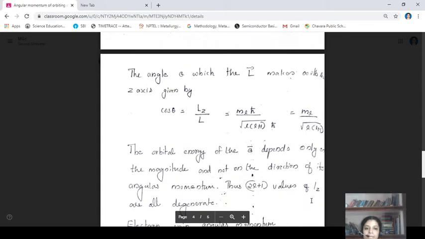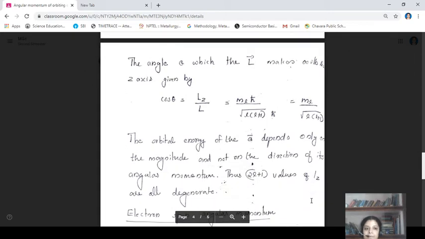The orbital energy of the electron depends only on the magnitude and not on the direction of the angular momentum. That means all the 2l+1 values of Lz are degenerate as far as the energy is concerned. So corresponding to l = 1, what we have seen is 2l+1, 3 values are possible. All these have the same energy, that means all these values are degenerate.